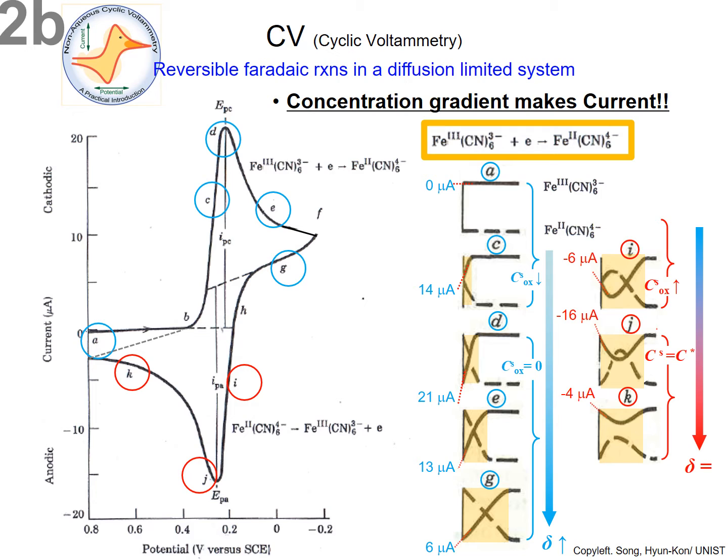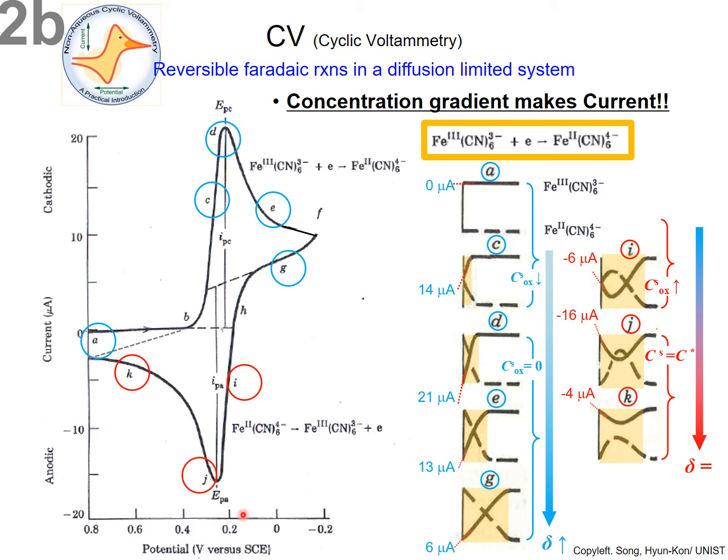As you know, the diffusion is induced by concentration gradients. Therefore, I can say concentration gradient determines the current for the reversible Faraday reactions. So I'd like to explain about the cyclic voltammograms in terms of, or from the viewpoint of, concentration gradient.